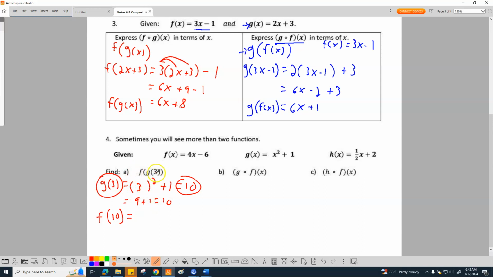I found g of 3 first, and then after I found g of 3, I went back and shoved it into f of x. So f of x equals 4. Remember, put that parenthesis for those x's, y'all. I can't stress that enough.